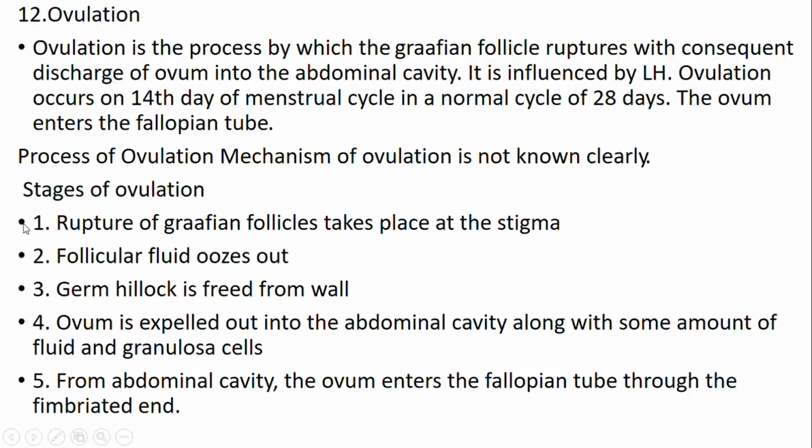The stages are rupture of Graafian follicle fluid. The follicular fluid oozes out. Germ hillock is freed from the wall. Ovum is expelled into the abdominal cavity along with some amount of fluid and granulosa cells. From the abdominal cavity, the ovum enters the fallopian tube through the fimbriated edge.